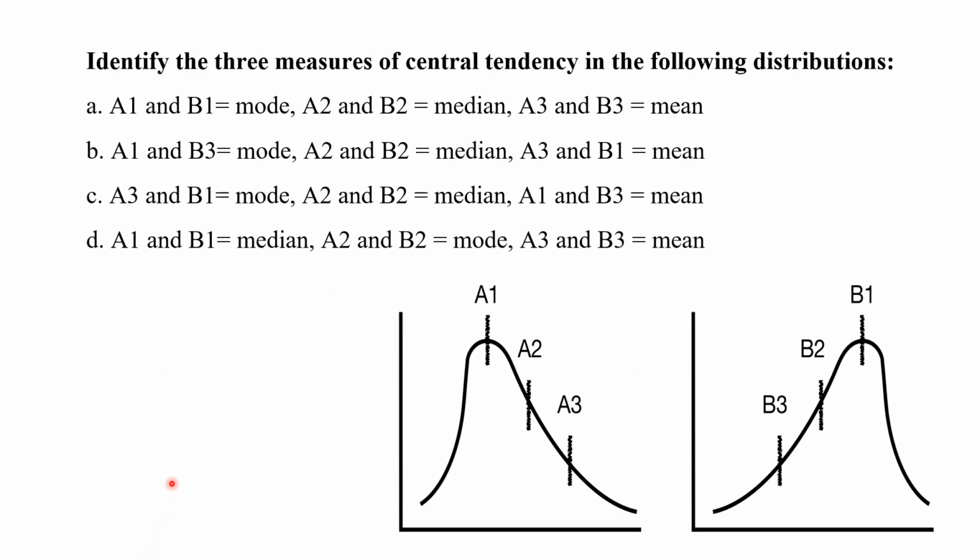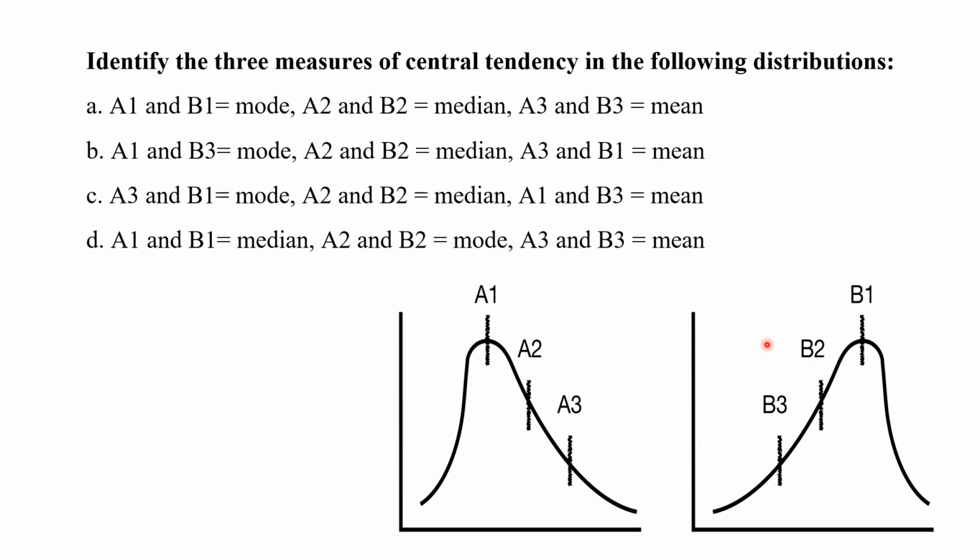Identify the 3 measures of central tendency in the following distributions. A, A1 and B1 are mode, A2 and B2 are median, and A3 and B3 are mean. B, A1 and B3 are mode, A2 and B2 are median, while A3 and B1 are mean. C, A3 and B1 are mode, A2 and B2 are median, and A1 and B3 are mean. And D, A1 and B1 are median, A2 and B2 are mode, and A3 and B3 are mean.